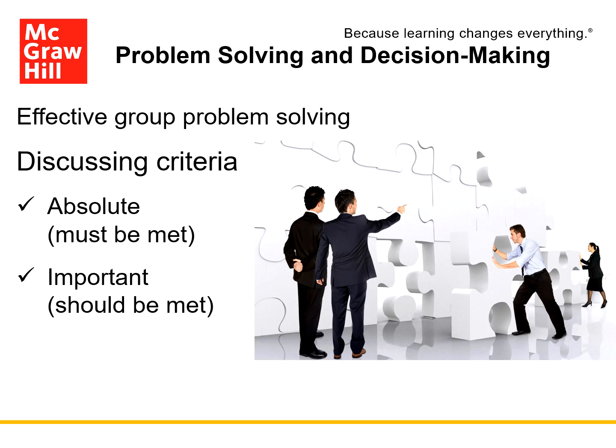So again, effective group problem solving, you've got to discuss the criteria. It's an absolute must. So what are absolute musts and what are things that are important? And you've got to get those things out on the table. When you do, you know what you have to do and what you might want to do, but you don't have to do it.